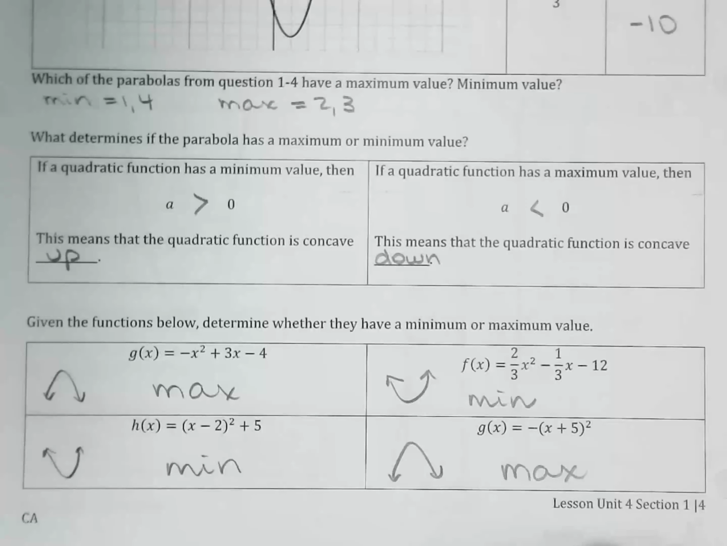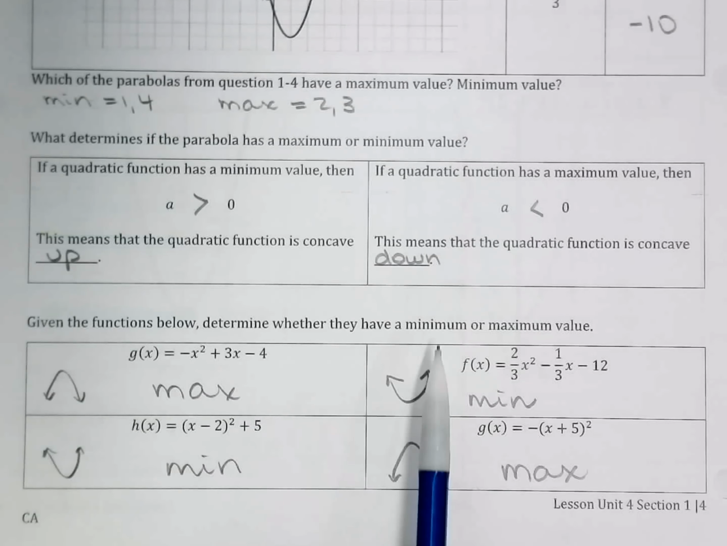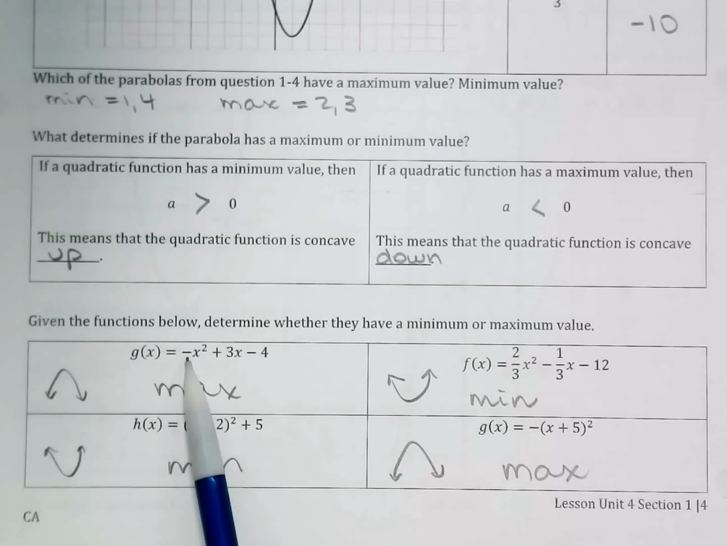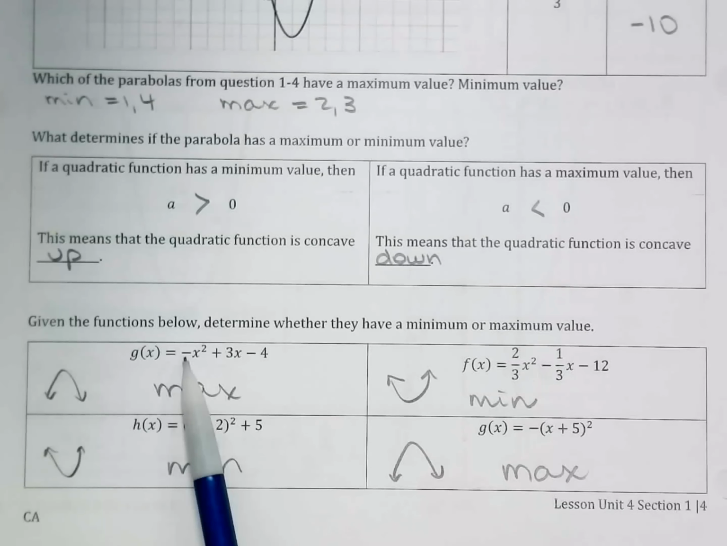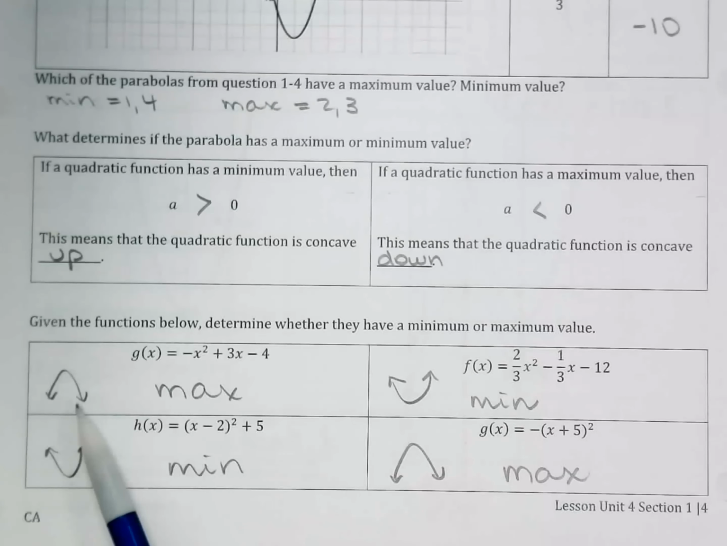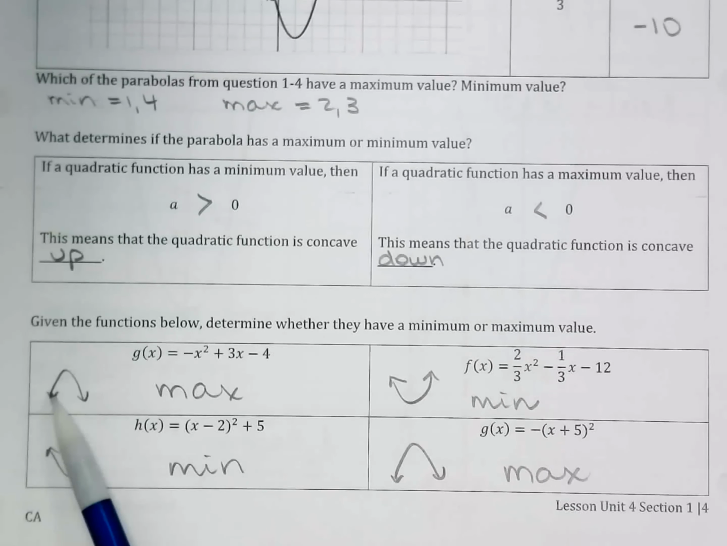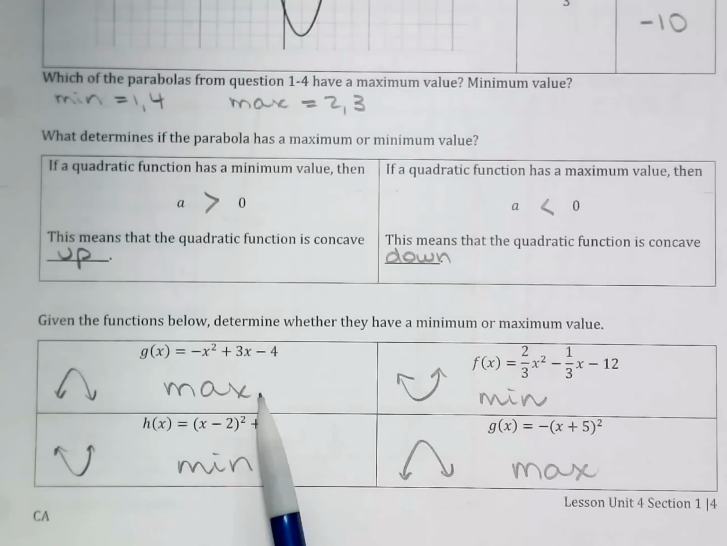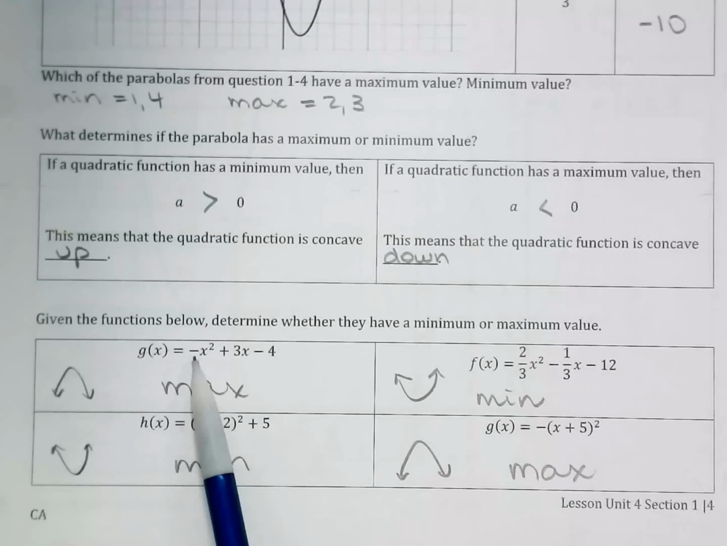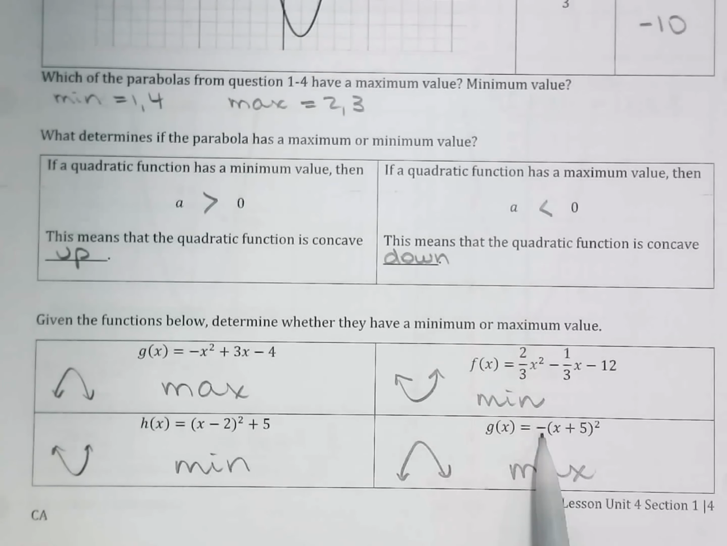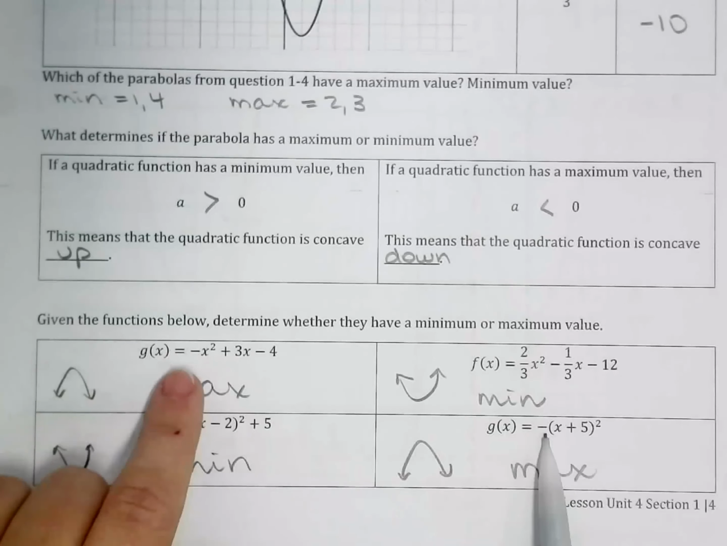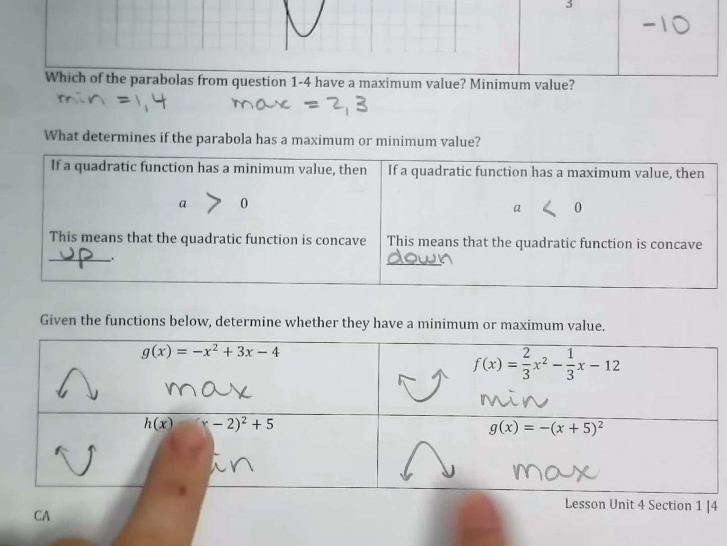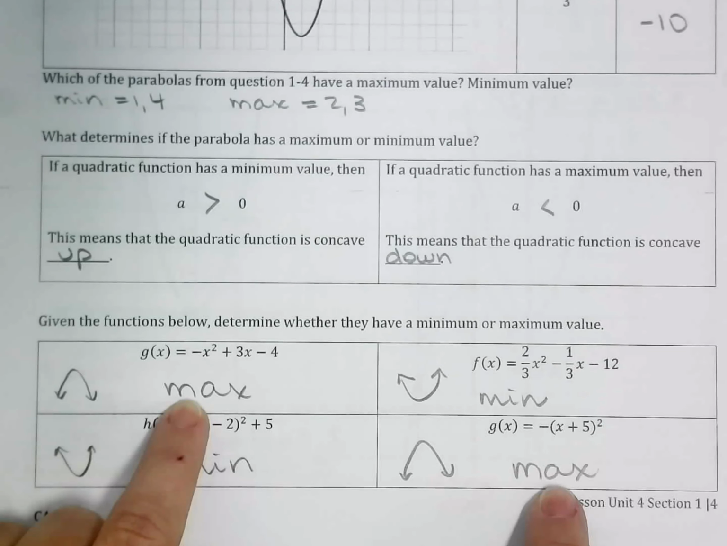Based on this, we're only determining if it has a minimum or a maximum. So we're going to look at the leading coefficient. Leading coefficient is negative. If it's negative, it opens down. And parabolas that look like this, they have the maximum. So this one has a negative leading coefficient. So does this one. So they both have negative leading coefficient. They both open downward. That means they have a maximum.